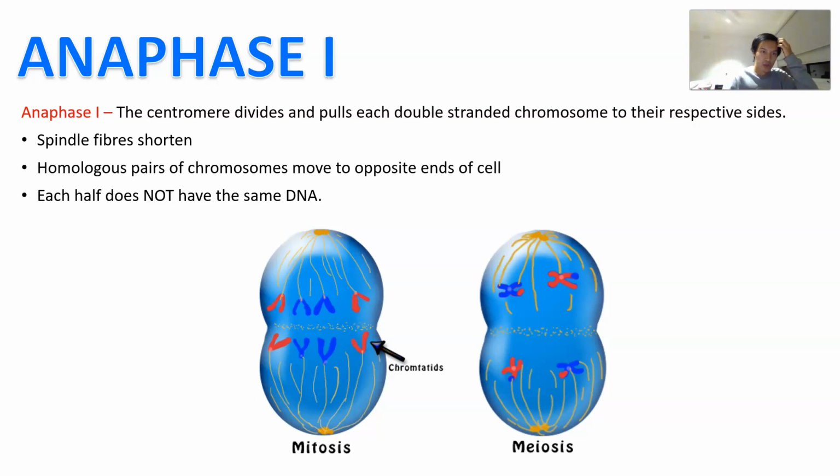In anaphase 1, the centromere divides and it's going to pull each double-stranded chromosome to their respective sides. Your spindle fibers are going to shorten in order to pull, and the homologous pairs are going to move to opposite ends of the cell, and each half, unlike anaphase in mitosis, is not going to be genetically identical, right? So in mitosis, in anaphase, you're going to have this exactly the same as this, and so forth, because each half is being ripped apart. However, because they lined up in pairs in meiosis, in anaphase 1, each homologue of the pair is going to be pulled to opposite sides of the pole, and you can see they're not exactly the same. They're mostly crossed over and recombinant already, right?